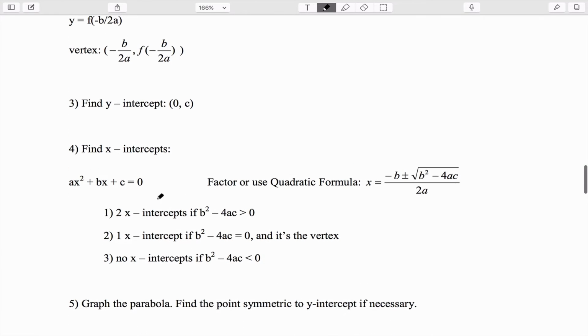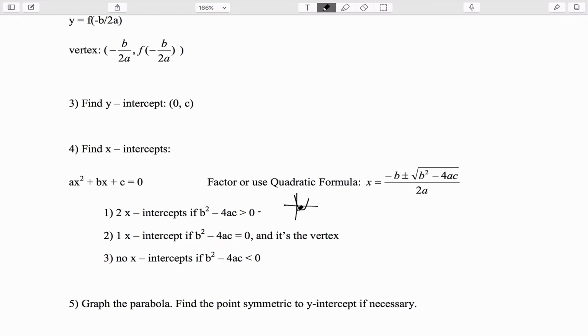X-intercepts you may or may not have, depending on the quadratic formula. Actually, it depends on this quantity, b squared minus 4ac, under the radical. So if you note, if it's positive, what's happening here? We can actually draw this out. If it's positive, it's going to cross the x-axis in a couple of places, something like that, whether it's facing up or down.